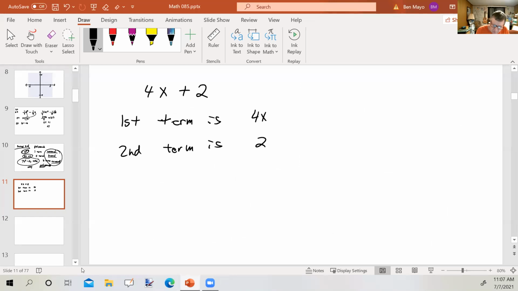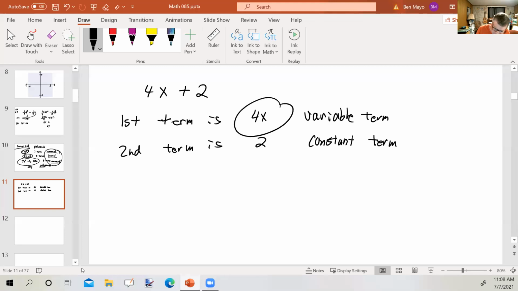The first term, because it contains a variable, we say it is a variable term. The second term only contains a number, so it is called a constant term. All right. Now, let's focus on the first term. This is a variable term because it contains a variable.